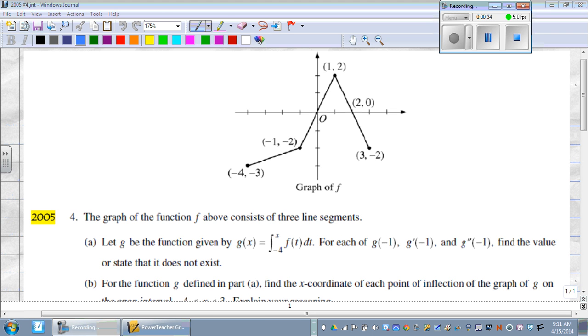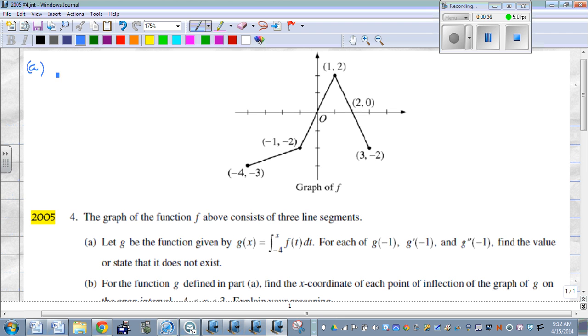Well, let's look at the first one. G of negative 1. We're just putting negative 1 in the place of x here. So we're going to have the definite integral from negative 4 to negative 1 of f of t dt. So that just means the area under the curve from negative 4 to negative 1. So we're just trying to find the area of this trapezoid. Is that area going to be positive or negative? Negative, because it's below the x-axis. Alright, so keep that in mind. We should end up with an answer that's negative.